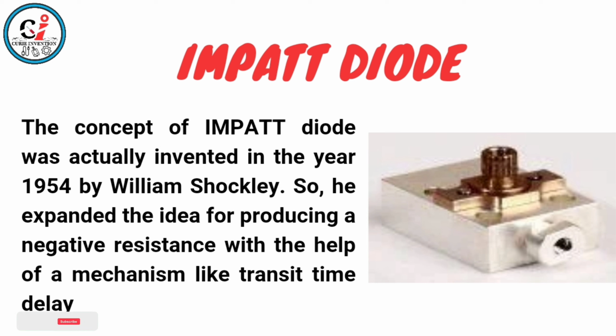IMPATT diode. The concept of the IMPATT diode was actually invented in the year 1954 by William Shockley. So, he expanded the idea for producing a negative resistance with the help of a mechanism like transit time delay.